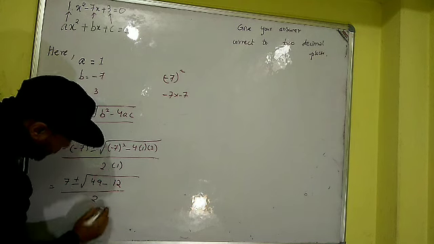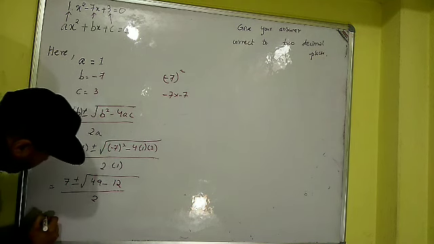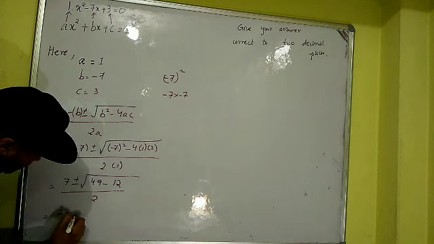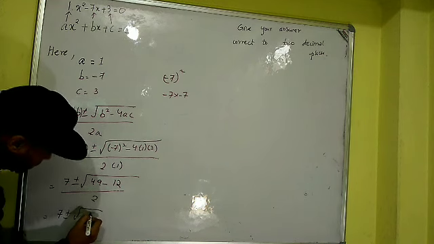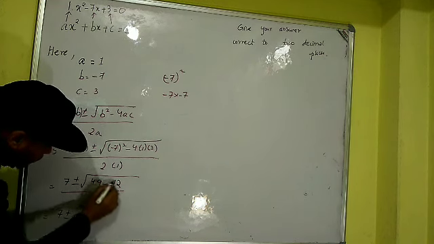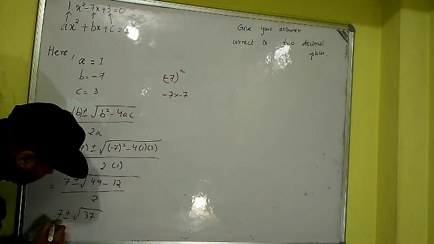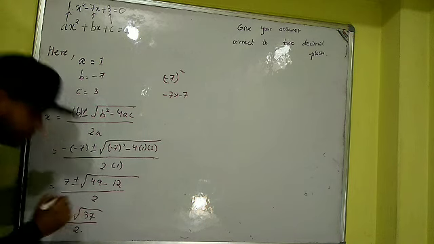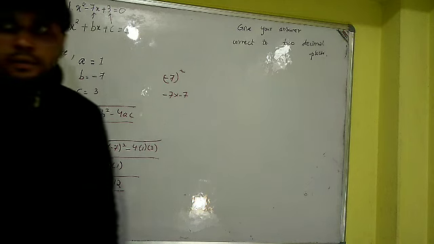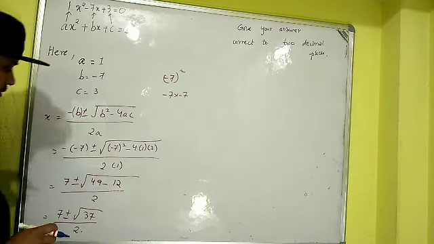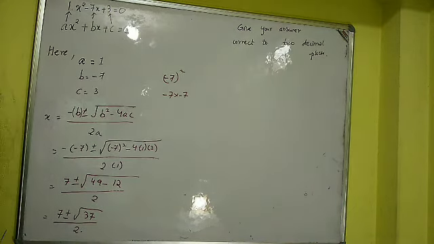So this is whole divided by 2. Alright, so this will be 7 plus minus root under 49 minus 12, which is 37, divided by 2. Alright, now the most important thing.